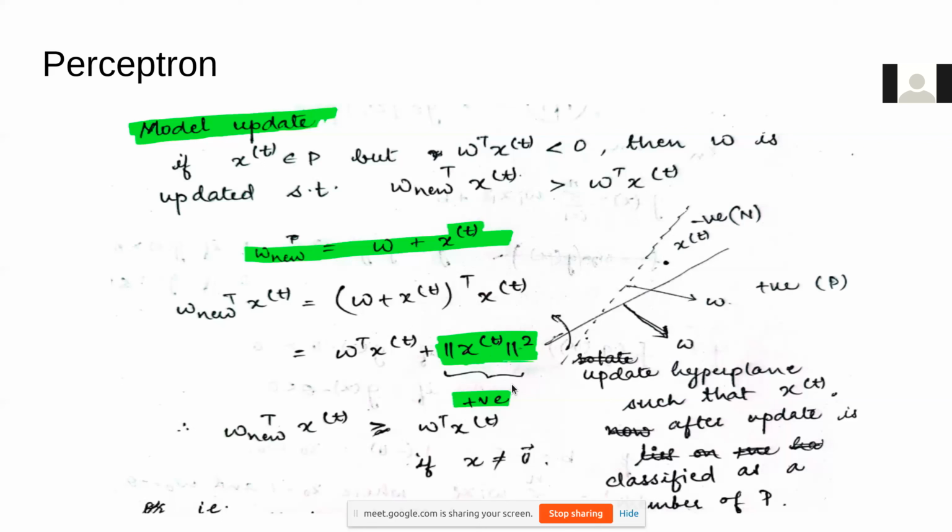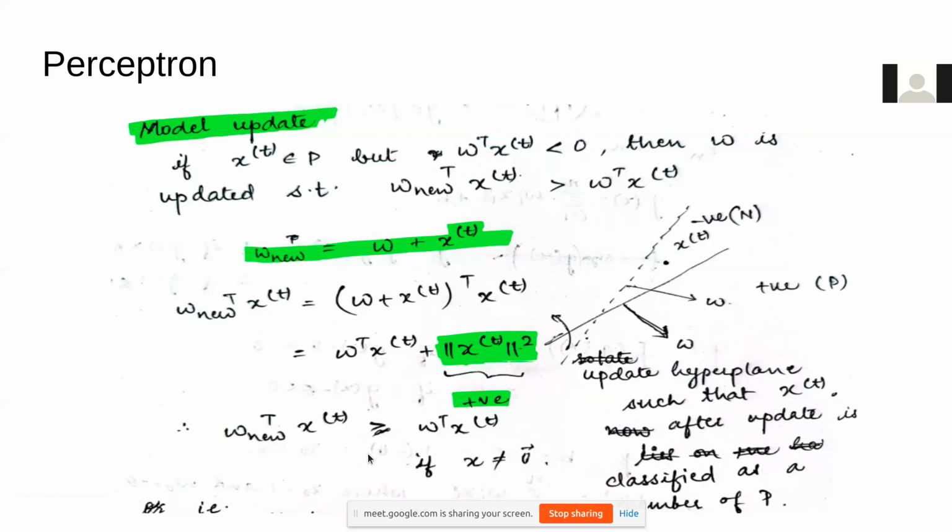So if X is not equal to 0, which we are assuming here to be the case, then adding the norm will definitely make sure that W new transpose X is now greater than the initial W transpose X, which means that the angle between these two has decreased.